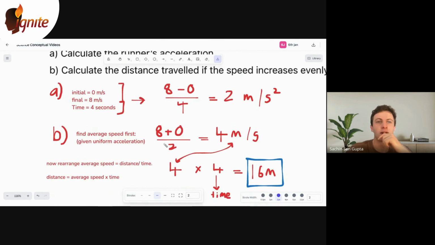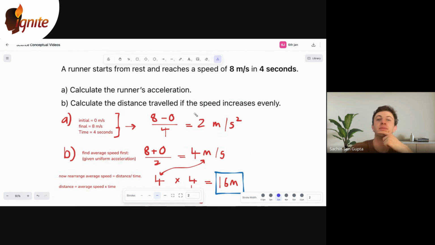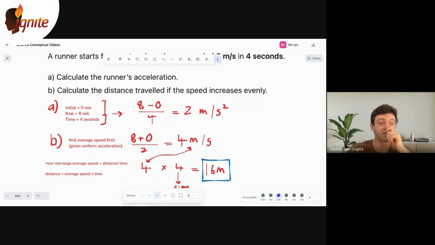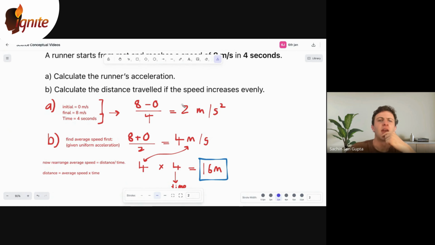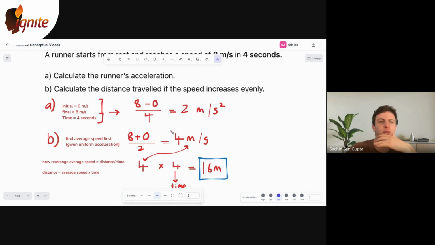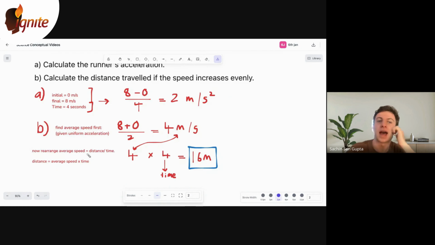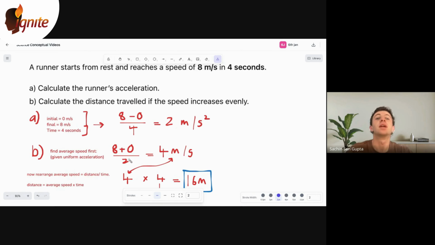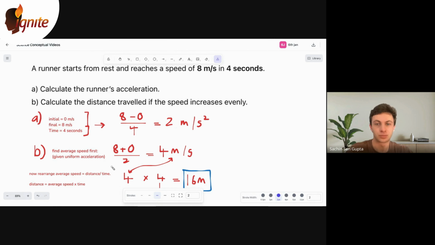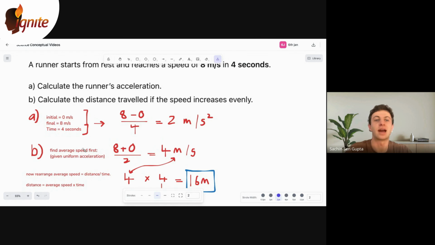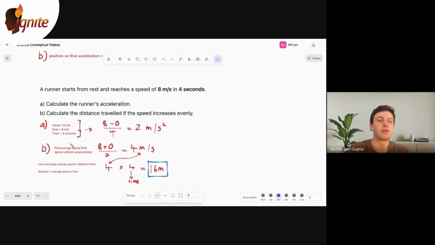Units. Now, calculate the distance traveled if the speed increases evenly. Okay? If the speed increases evenly, we can find the average speed, right? So we want to find the average speed first, given there's uniform acceleration because the speed is increasing evenly. So you do 8 plus 0 divided by 2, which equals 4 meters per second, right? So that's the average speed that's been occurring, if we were to average the speed.